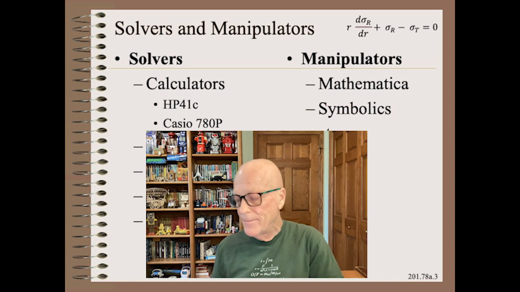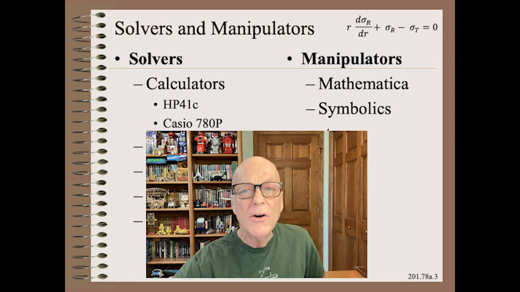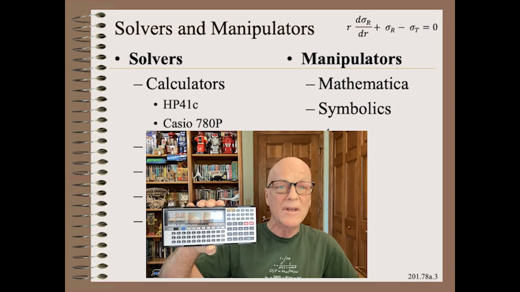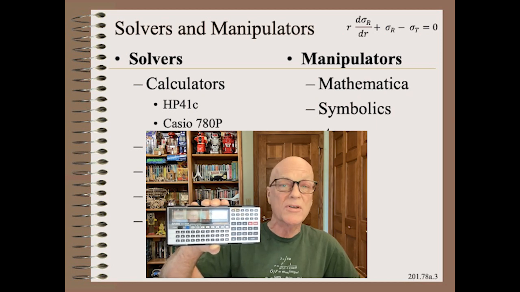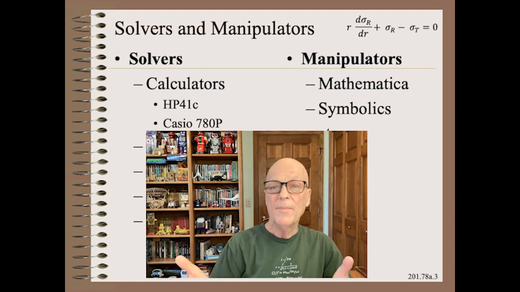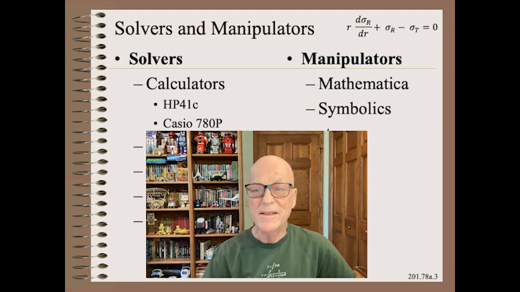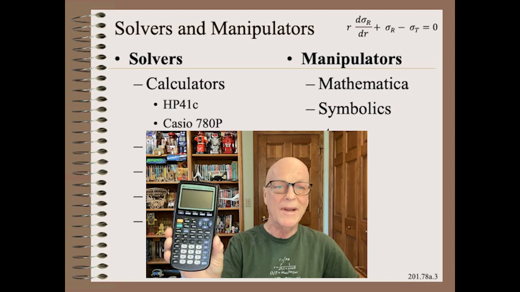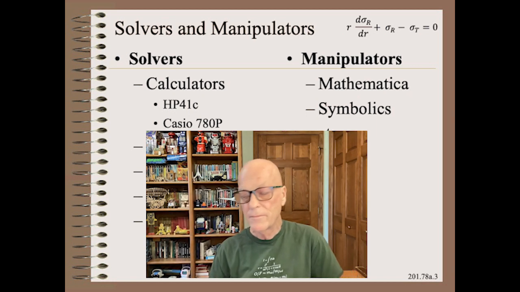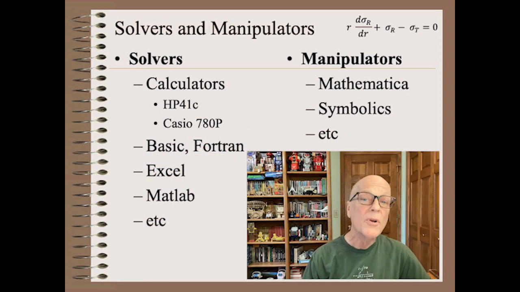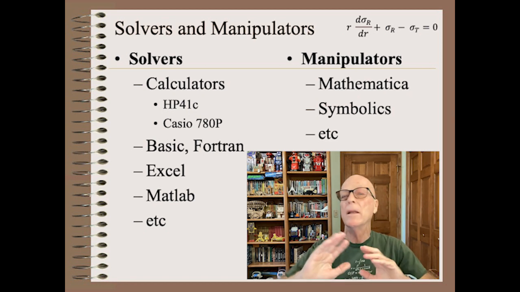This Casio 780P was introduced a few years later, but it never took off because personal computers were easier to use. Yesterday, we had devices such as this TI-83 graphing calculator. Well, you would probably use an app on your phone nowadays. More capable equation solvers were computer languages, Microsoft Excel, MATLAB, and many, many others.